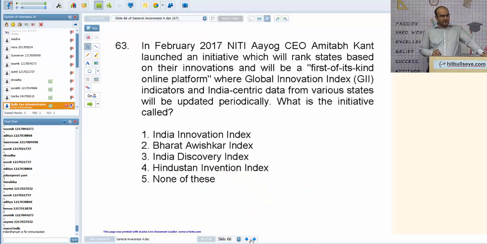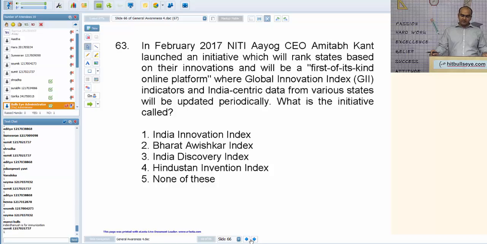Next, in February 2017, Niti Aayog CEO Amitabh Kant launched an initiative which will rank states based on their innovations and will be a first of its kind online platform where global innovation index indicators and India-centric data from various states will be updated periodically.